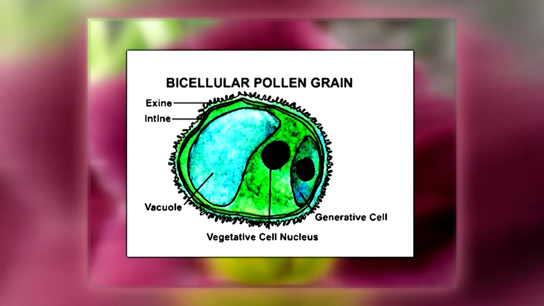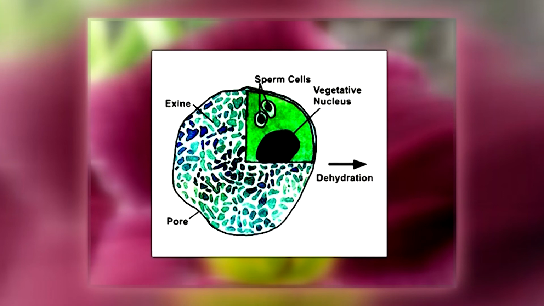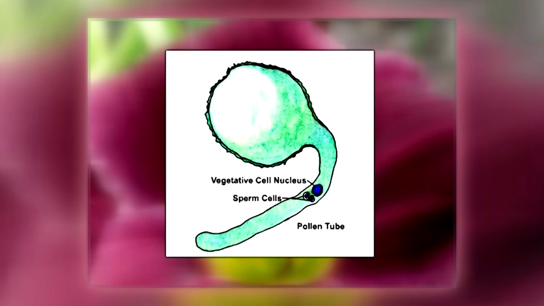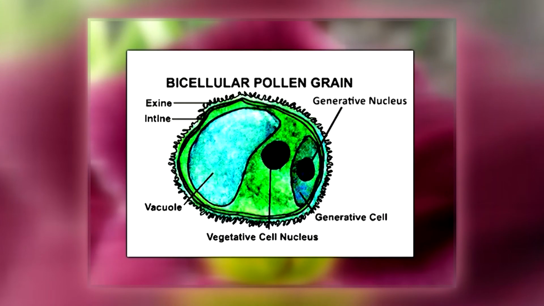Initially, the generative cell is attached to the intine of the pollen wall, but later it gets detached from the pollen wall and lies free in the cytoplasm of the vegetative cell. Eventually, the vegetative cell develops into pollen tube and the generative cells form male gametes. Of the two daughter nuclei formed in pollen, the one lying towards the pollen wall is the generative nucleus and the other functions as the vegetative nucleus.